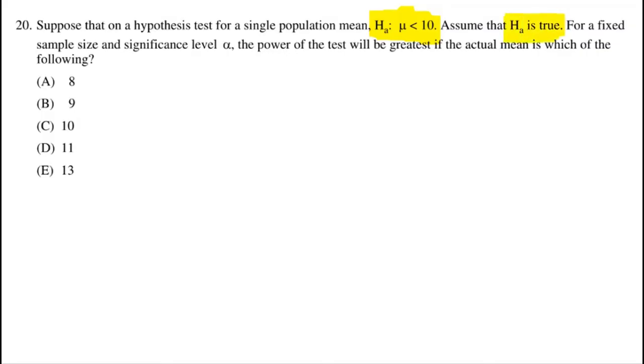Now, how do we get more power? The two biggest things that I teach in class about how to get more power are bigger sample size and, well, higher level of significance alpha. But this is saying if we keep our sample size fixed and we keep our significance level fixed, how else can we get power? Well, essentially, the truth is that it's less than 10, right? The alternative is true. The true mean is less than 10.